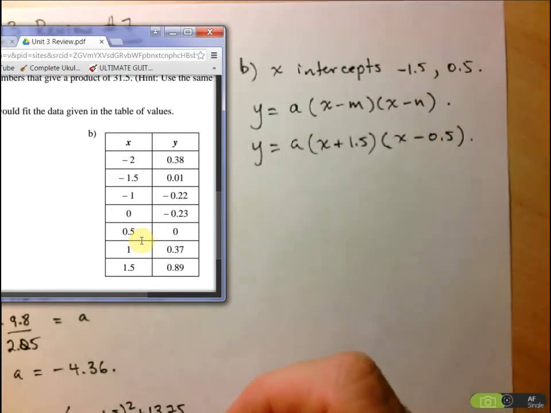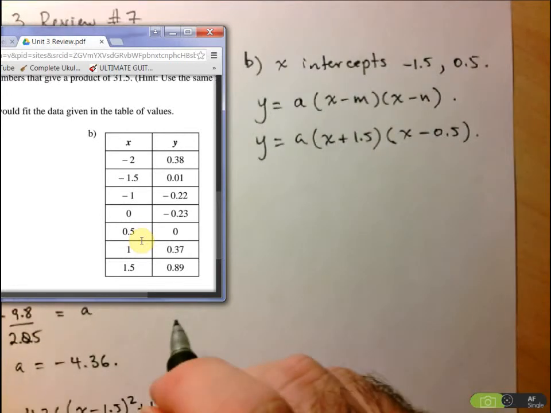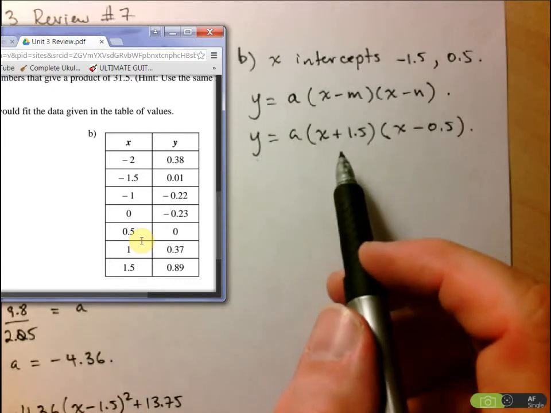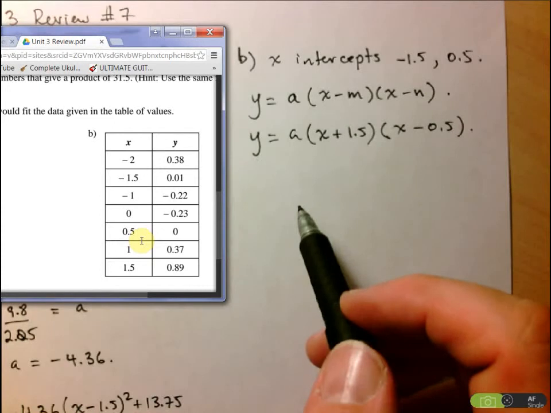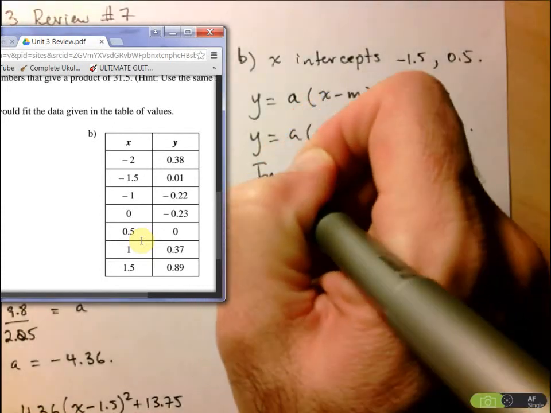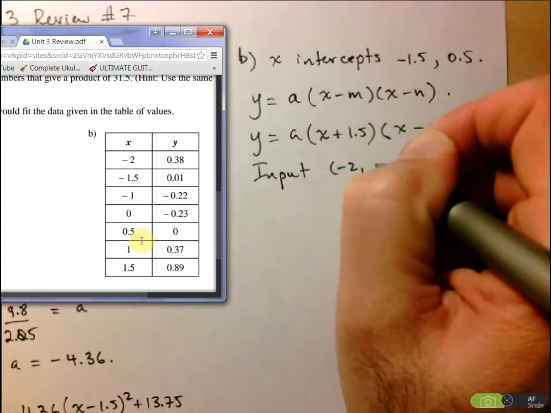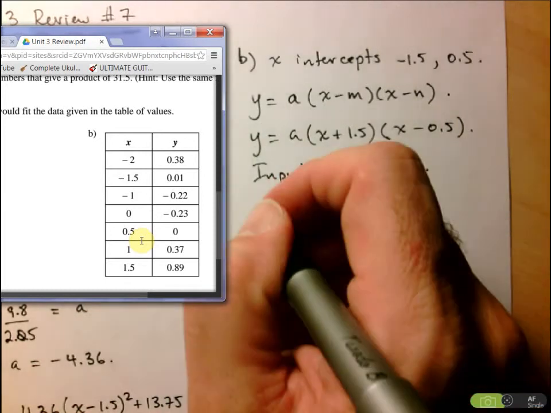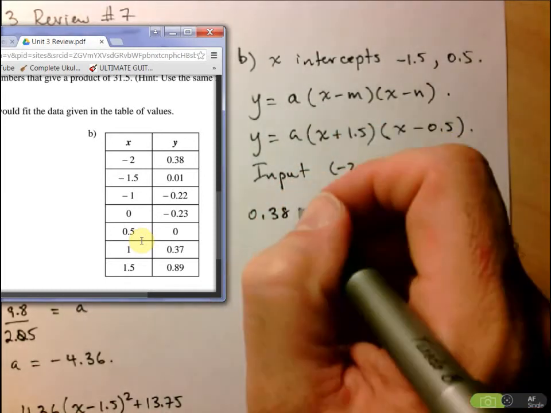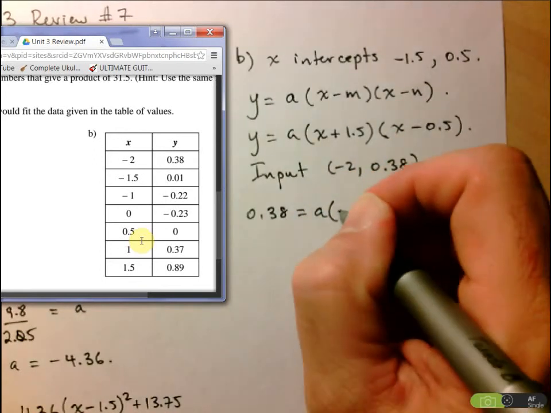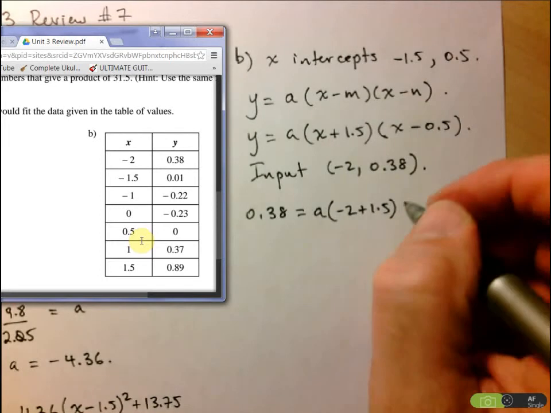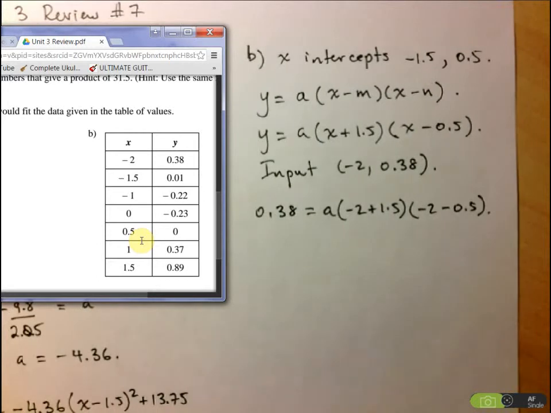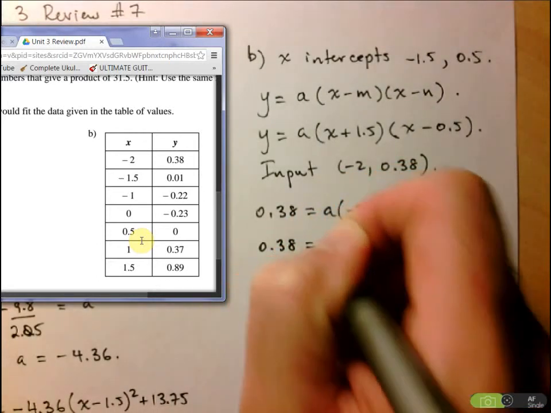Okay, and as before, what we're missing here is the a value. So I'll have to pick a number. The only things I can't pick are either of the zeros, so I'll just pick the first one that's on the list. Okay, so I'll input the point negative 2 and 0.38. So here wherever I see y, I'll input 0.38, equals a times negative 2 plus 1.5, and then negative 2 minus 0.5. Okay, so let's clean that up. There's nothing to do on the left-hand side yet, so I'll just leave that there.